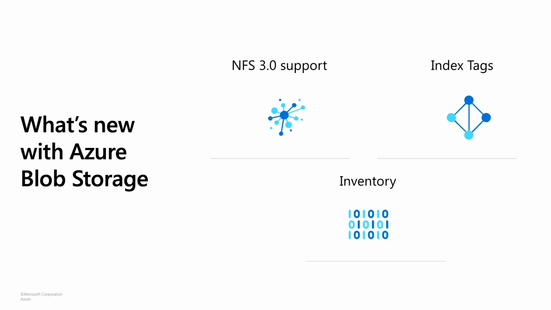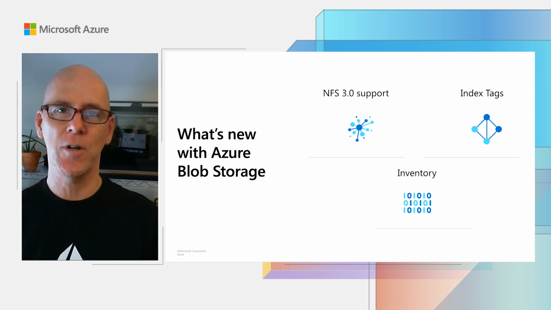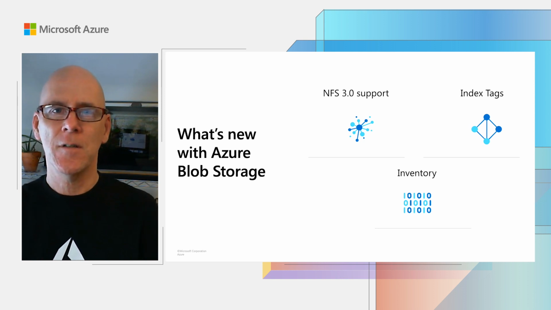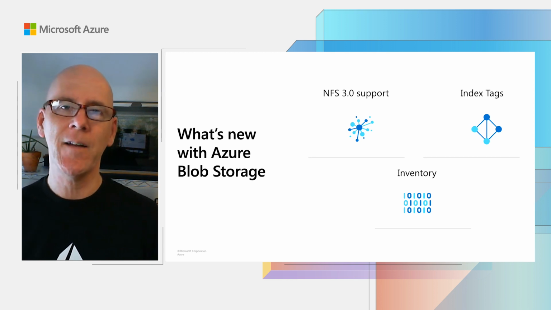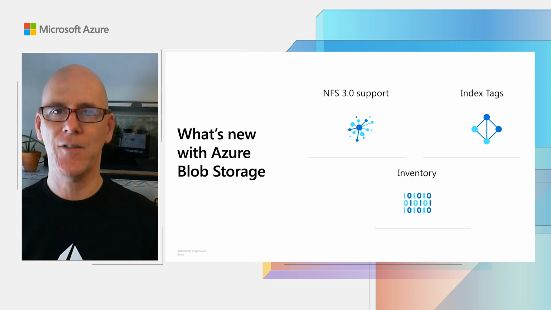NFS v3 enables both lift and shift of on-premise applications that use NFS today, as well as HPC workloads which commonly also use that same protocol. I also want to add that NFS v3 is part of our multi-protocol abilities that we're building directly into our object store, where we don't have different containers or buckets with different protocols, but we have the same data at rest where you can access them concurrently with these different protocols, reducing the number of silos that you have to manage.